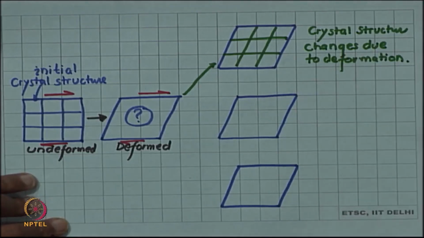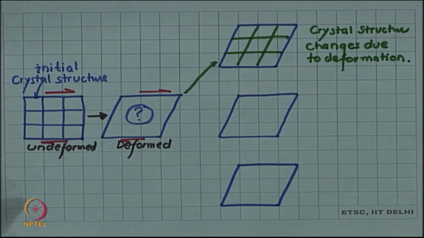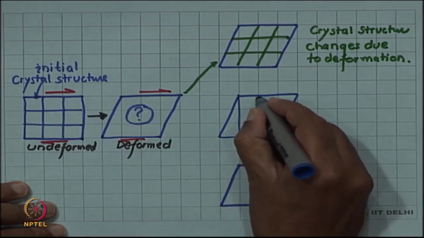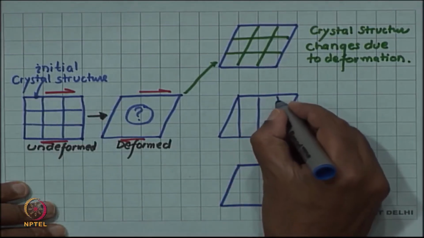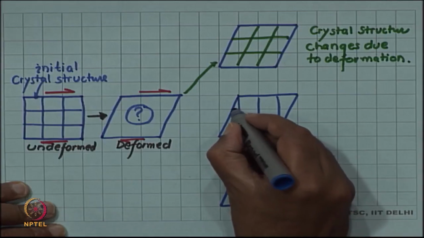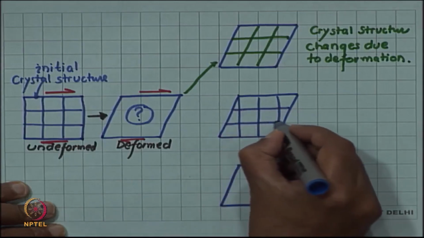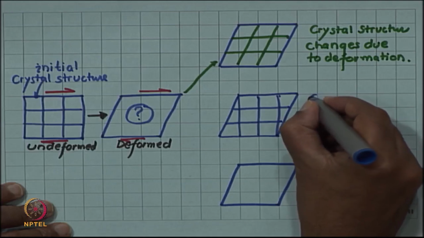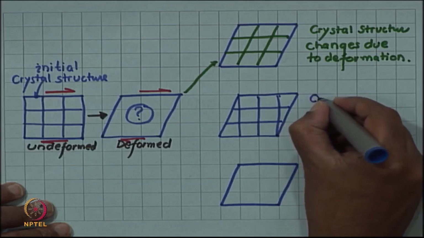I can take another view and I can say that no, the crystal structure is some sort of inherent material property and this does not change due to plastic deformation. The crystal structure remains intact. A given material will have a given crystal structure irrespective of whether it is deformed or not. If I take this view, then I am saying no change in crystal structure.